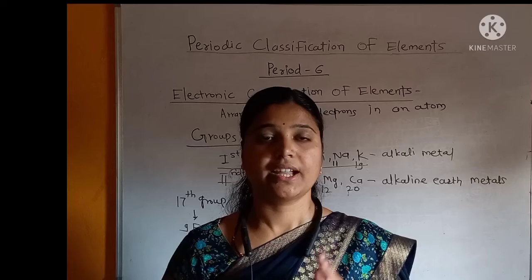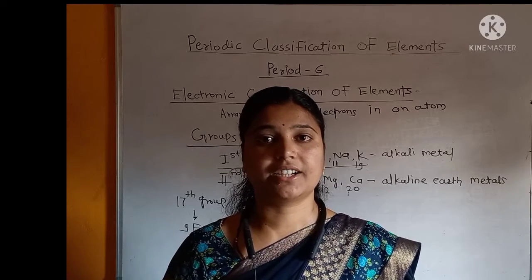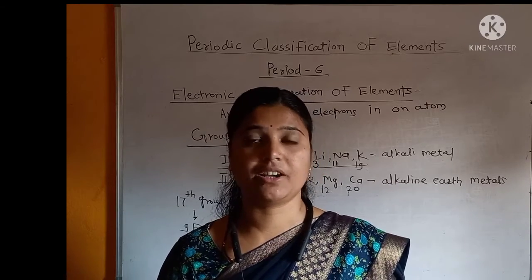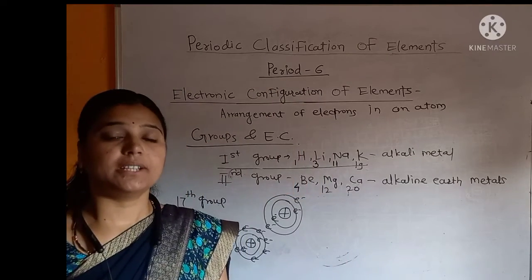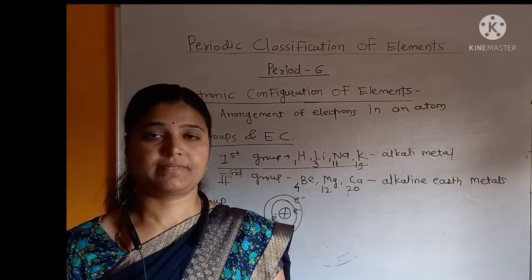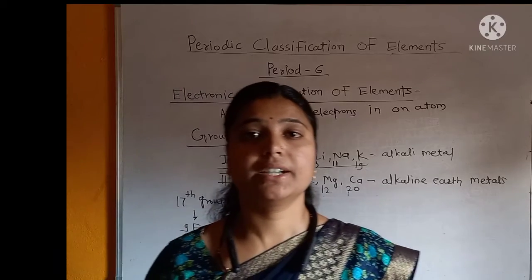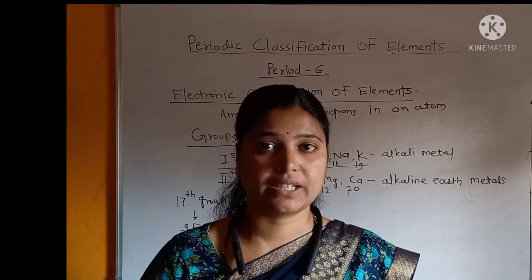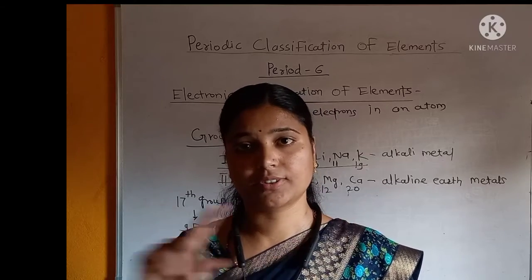So this is about the electronic configuration and properties of elements along the groups that we saw in today's lecture. We also learned one basic concept, the valency of an element, and how to calculate it. It depends upon the stable electronic configuration. So today we stop here. In the next lecture we will see the electronic configuration of elements along their periods.